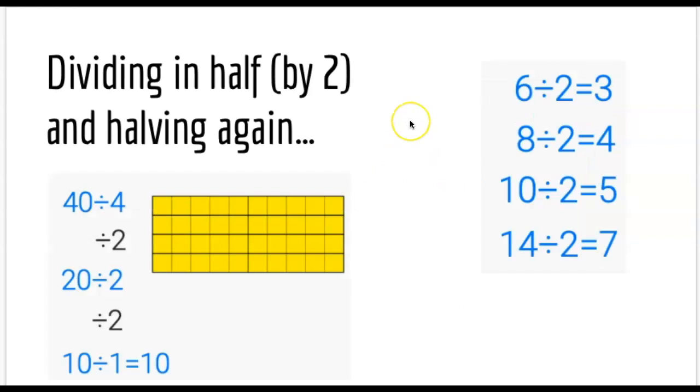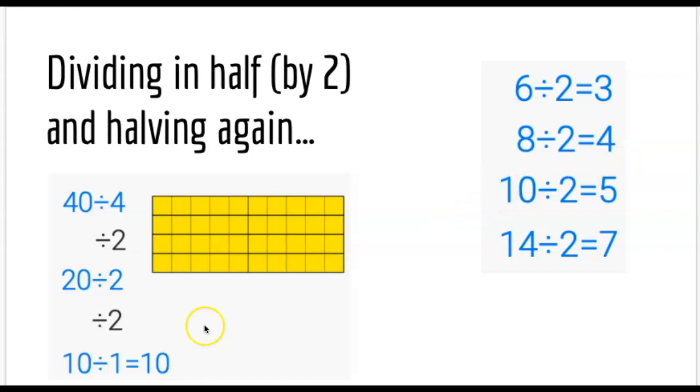It's also helpful to remember that whenever you're dividing a number by 2, you're really dividing the number in half. So for instance, if we have 6 and we divide it into 2 equal groups, there will be 3 in each group, or half in one group and half in the other group. Here, 8 divided by 2, or 8 divided in half, will be 4, and so on.